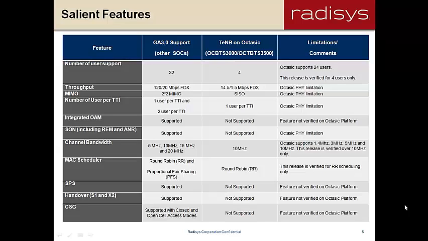The salient features of the TotaleNodeB on Octasic platform are: frequency division duplex mode of operation is supported. The peak throughput in DL is 14.5 Mbps and in UL it is 1.5 Mbps. SISO transmission mode is supported in downlink and uplink. Max scheduler uses round-robin scheduling. One user per TTI is supported. The throughput numbers, transmission mode, and number of users per TTI are a PHY limitation at this point. After this presentation, we will show a demonstration with 4 users doing a simultaneous data session.